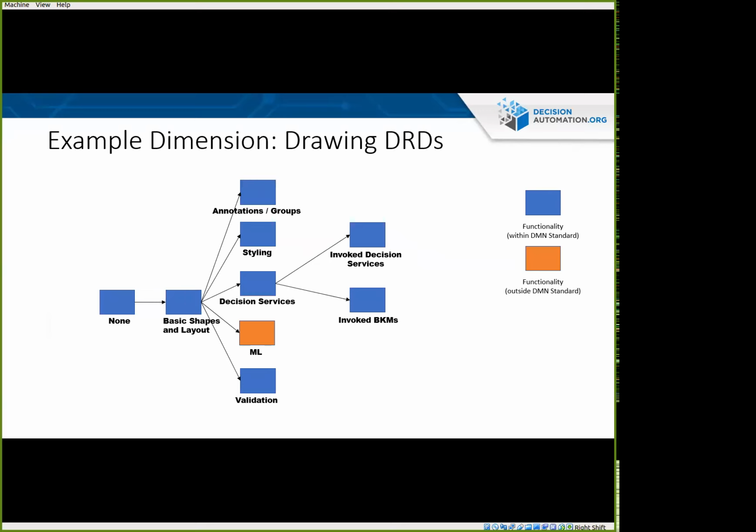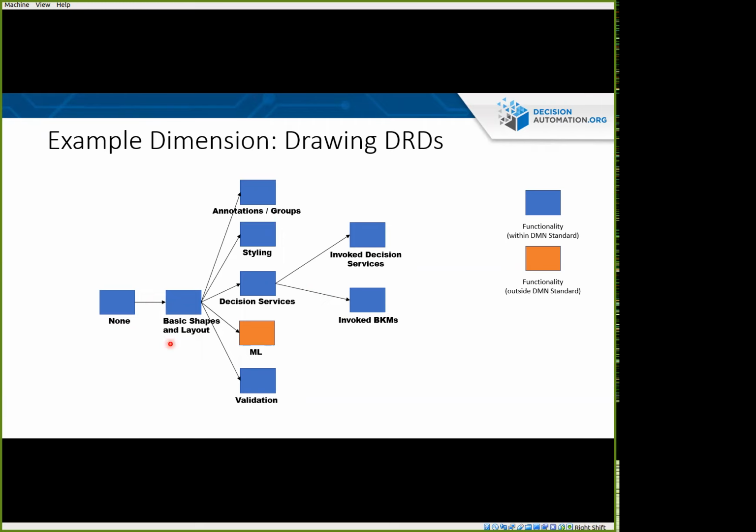So here's one of our current defined draft dimensions. It is the dimension of drawing DRDs. And like all dimensions, it represents a progression of the functionality from very basic on the left-hand side to advanced on the right-hand side. And each part of the functionality is represented by a square. And you can see we start over here with none, and then we progress to basic shapes and layout. So these arrows represent progression. They represent dependency of the right-hand side on the left-hand side.